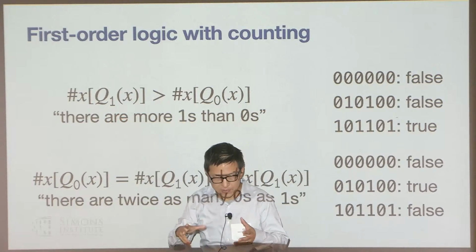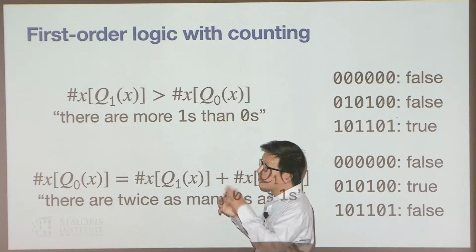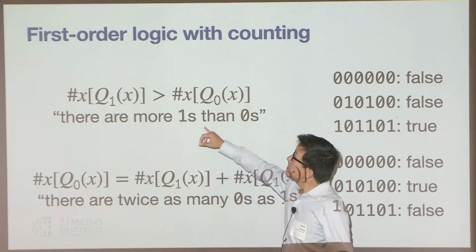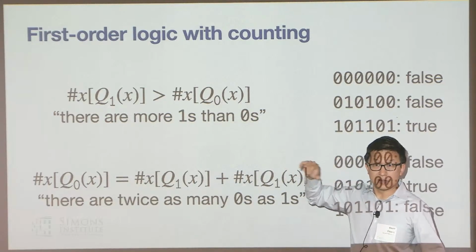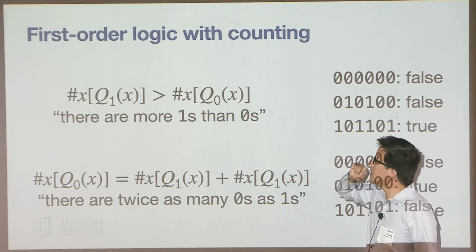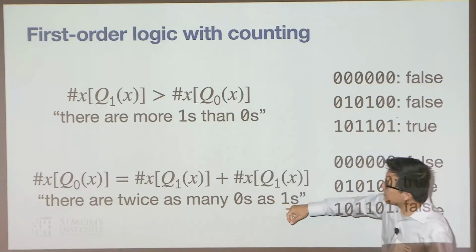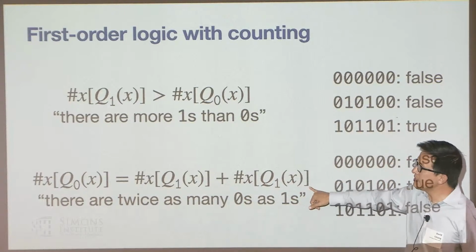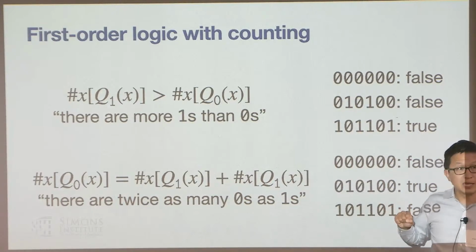Then, together with these terms, we allow comparison of terms: less than, greater than, equals. We also allow plus. So this says there are more 1s than 0s. This is also known as the majority language, which Will mentioned yesterday. And we can do addition like this. So we can say the number of 0s is equal to the number of 1s plus the number of 1s. So in English, there are twice as many 0s as 1s.